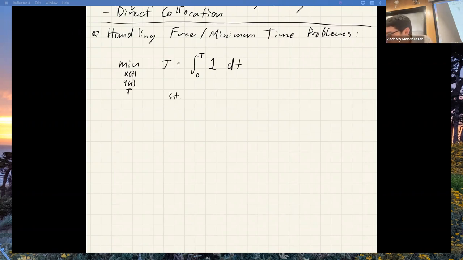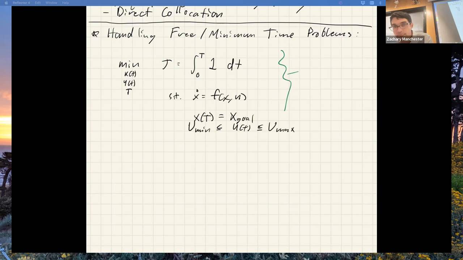Then everything else looks the same, subject to x dot equals f of x, u. It would be common in this scenario, to have a well-posed problem, to say something like x at the final time equals some goal state, and put that in as a constraint: get to the goal in minimum time. And then I would probably also have my actuator limits like this. Cool. So this is the classic minimum time problem.